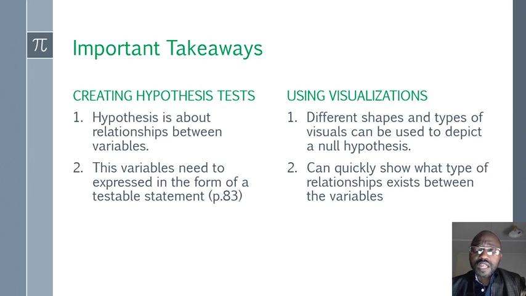The other thing there is that we can quickly show what type of relationship exists between the variables. So here we're saying that simply by looking at the diagrams we have in examples 1, 2, 3, 4, we could easily tell how to write up or come up with a null hypothesis and our alternative hypothesis. So the visualization makes it easier to actually write up the hypothesis that needs to be tested.